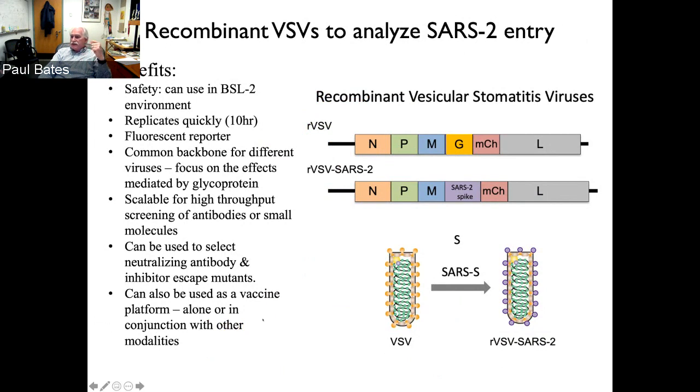And then the final thing is that you can also use this as a vaccine platform, either alone or in conjunction with other modalities. And in fact, it's this virus here without M cherry that with the Ebola glycoprotein inserted into it, that is the Ebola virus vaccine that's being used in Africa and has been now in hundreds of thousands of people. So we know it's a safe platform for immunizing people. VSV itself, or VSV Ebola, induces very good both humoral and cellular responses. So it's probably a great platform to look at generation of both cellular and humoral responses.